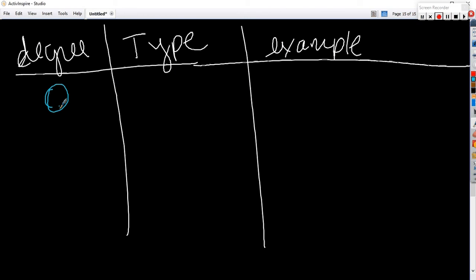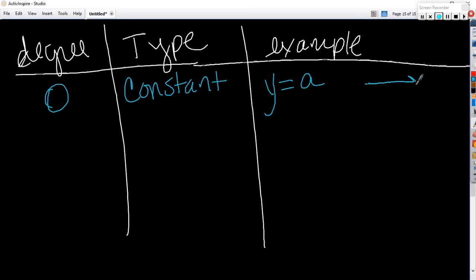If the degree is 0, and if you think about what this means, 5x to the 0 power, anything to the 0 power is what? 1. So this is really just 5. So if I have an equation that looks like y equals 5, that's what we call a constant polynomial. So it's just going to be y equals some number. Let's say y equals a. And it's just going to be a horizontal line across. These are all types of polynomials, yes.